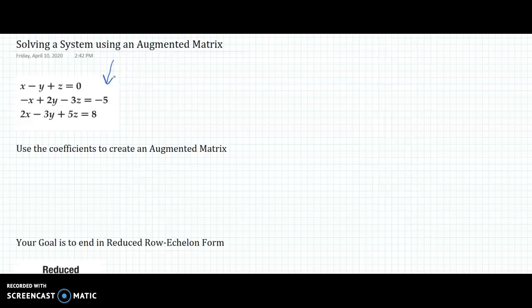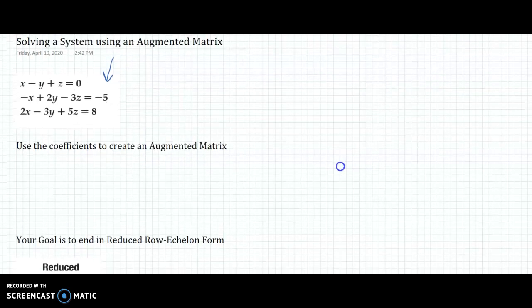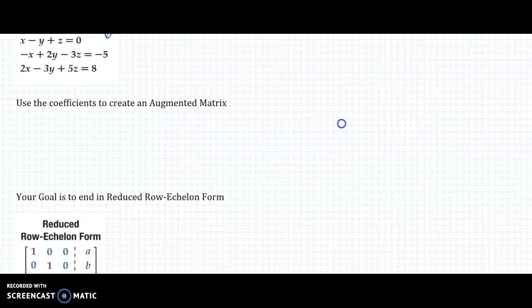The first thing you're going to do is use your coefficients to create an augmented matrix. Now, this is different than a matrix equation, so be careful. I am going to show you how to do this by hand and using your graphing calculator. Just make sure that you're comfortable doing both.